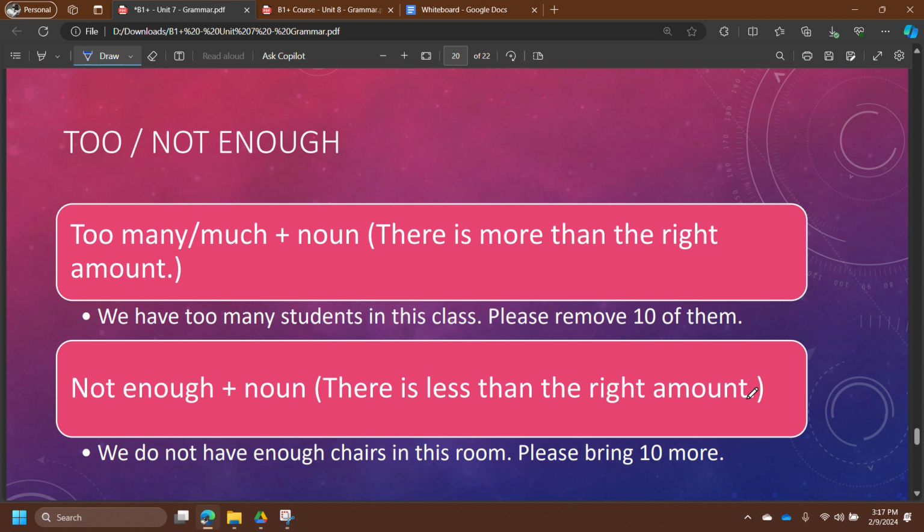And talking about too and not enough, guys, too many or too much plus noun means that there's more than the right amount. Example, we have too many students in this class. Please remove 10 of them. Okay, so it's more than the right amount, more than the needed amount even. And not enough plus a noun means that there is less than the right amount. Example, we do not have enough chairs in this room. Please bring 10 more.